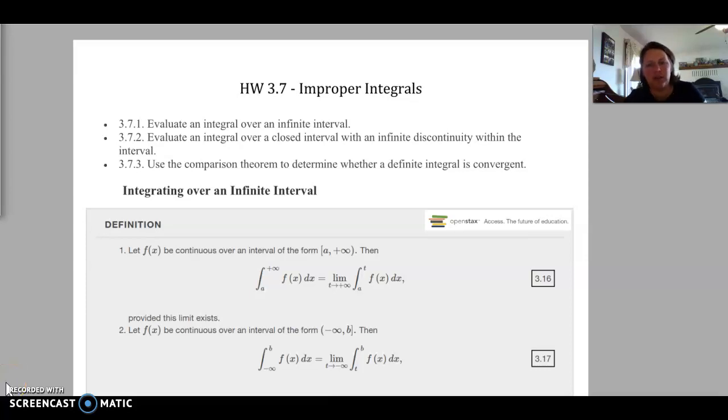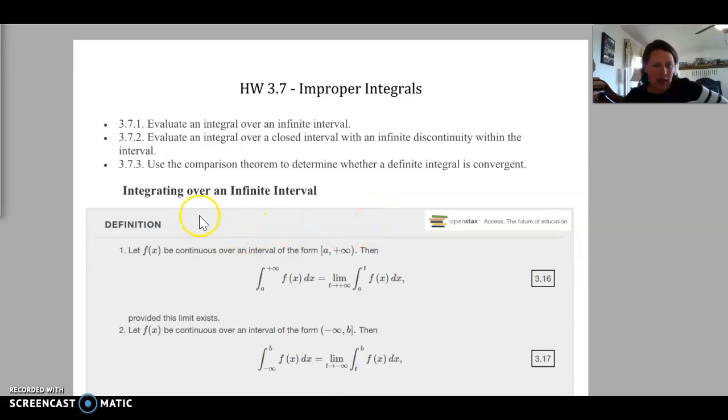Okay, section 3.7, we are going to be going over improper integrals. Some of the things that we're going to be looking at in this section is how to evaluate an integral over an infinite interval, evaluate an integral over a closed interval with an infinite discontinuity within the interval. So somewhere where it's discontinuous, usually when you have like x minus 4 in the denominator. Then use the comparison theorem to determine whether a definite integral is convergent. So we'll be talking about whether something converges or diverges.